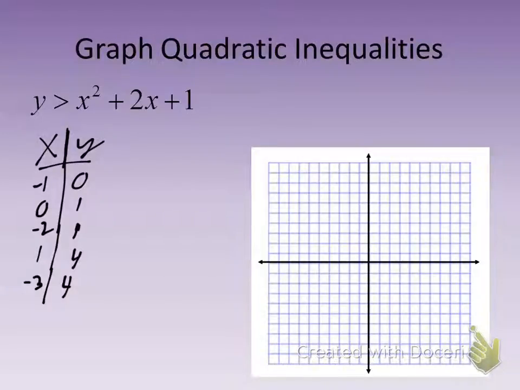Did you say negative 2, 1? Yes. Bless you. So negative 1, 0 right there. 0, 1 and negative 2, 1 right there. 1, 4 and negative 3, 4 right there.